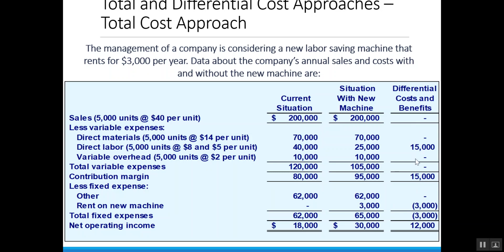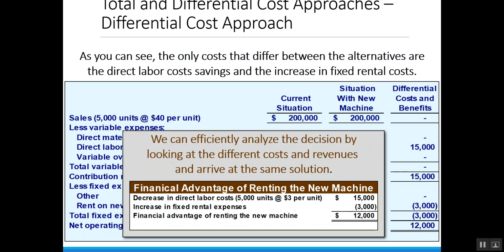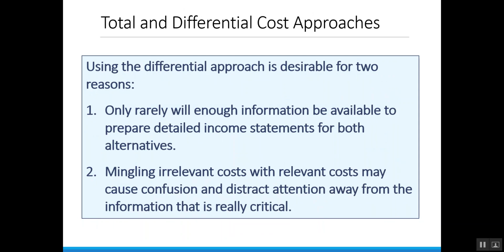Now we're looking at the differential costs and benefits. We're looking at the things that are different. So we save 15,000, but we spend 3,000 more. So we have a net increase in operating income of 12,000 with the new machine. We could prepare financial statements side by side like this all the time, but really what we want to do in this chapter is to focus on these costs that differ between decisions.